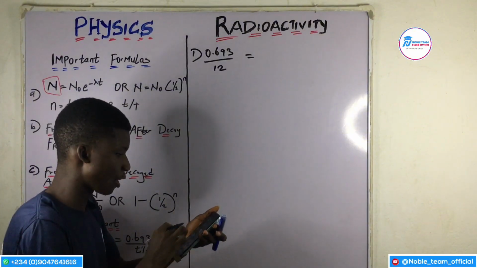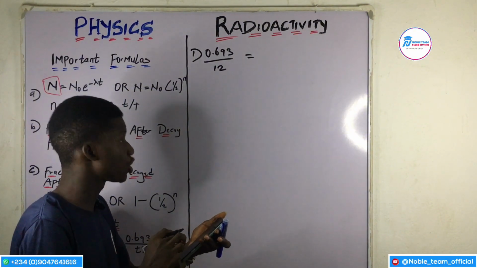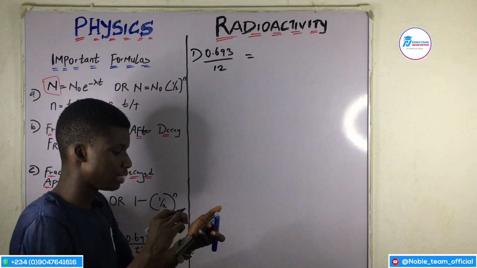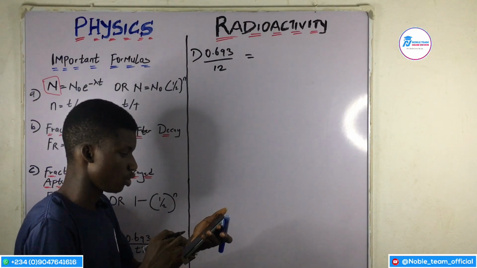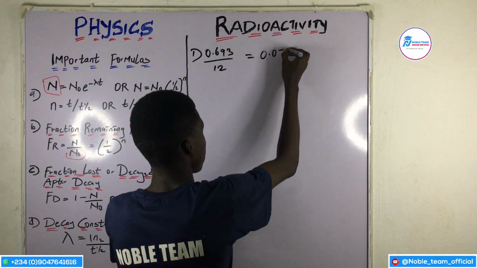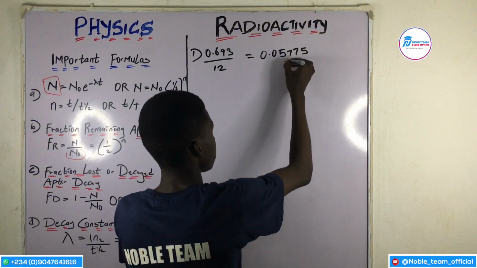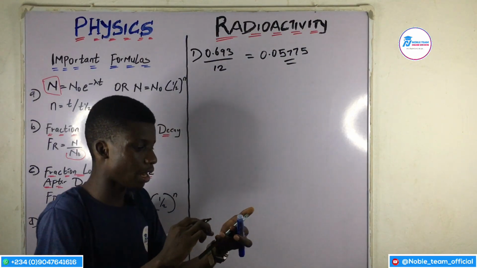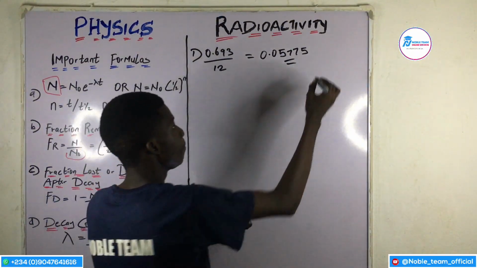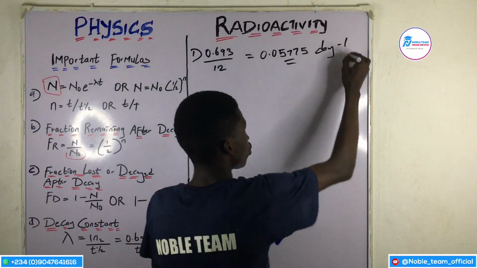So we have 0.693 divided by 12. So I have it to be 0.05775, and this is our final answer. Now let's look into the question to know which option is correct. We have option B to be correct. So this is it, and we are done solving this.